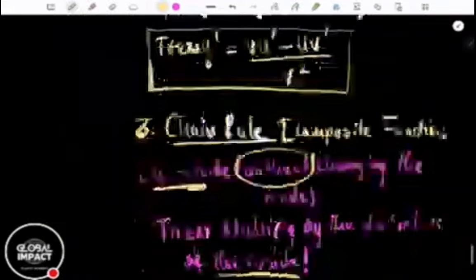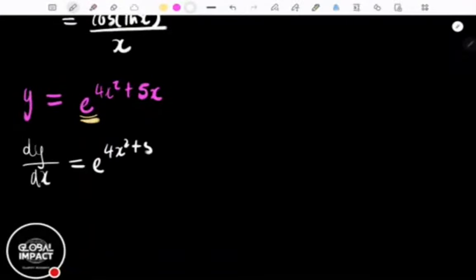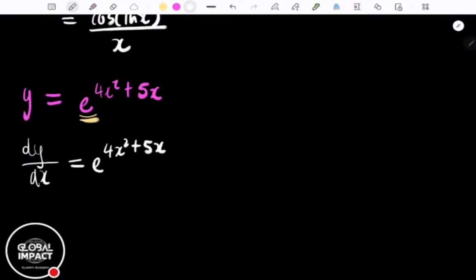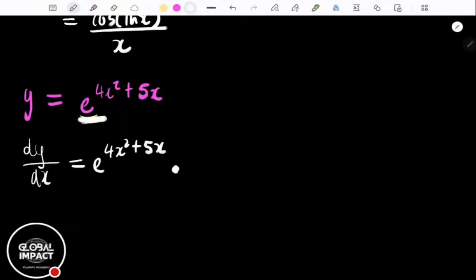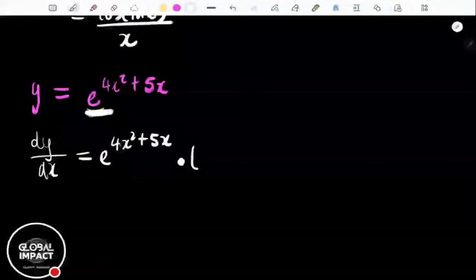So here we have e to the 4x squared plus 5x. For our derivative, for our dy dx, we bring it back as it is: e to the 4x squared plus 5x. Then we multiply. So we have differentiated the outside. Remember, you differentiate the outside first without changing the inside. We differentiated e using the table, and the derivative of e is it comes back. Now we multiply by the derivative of the inside, which is the derivative of 4x squared plus 5x.